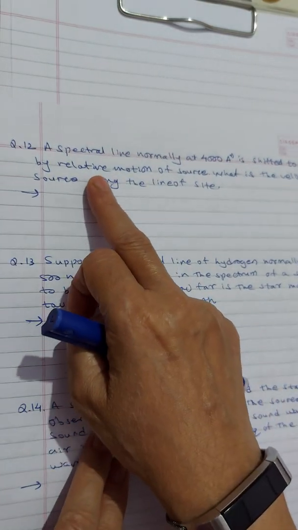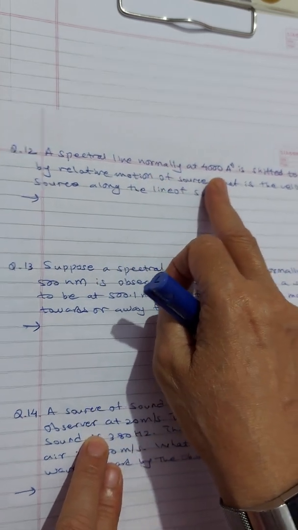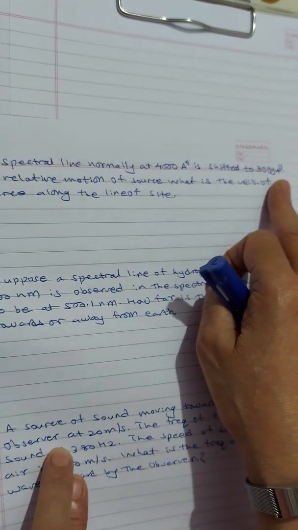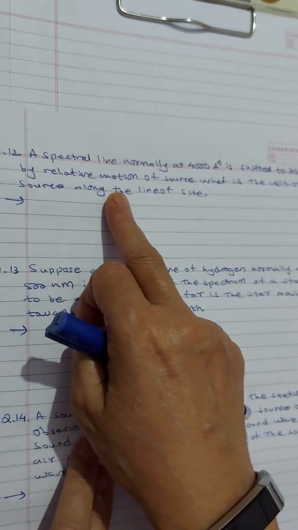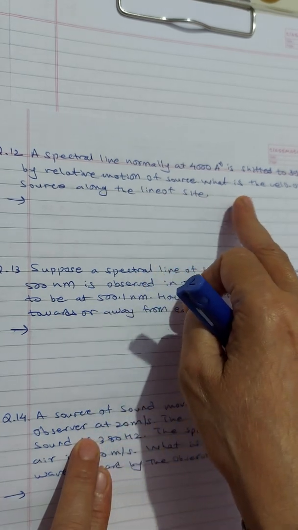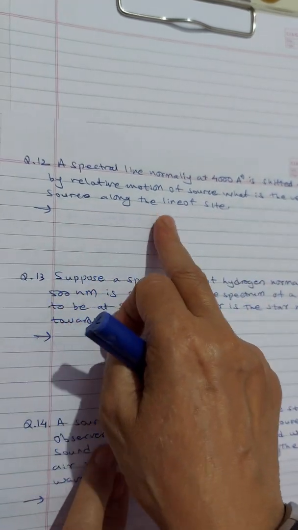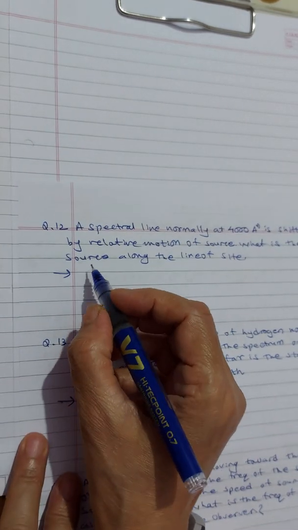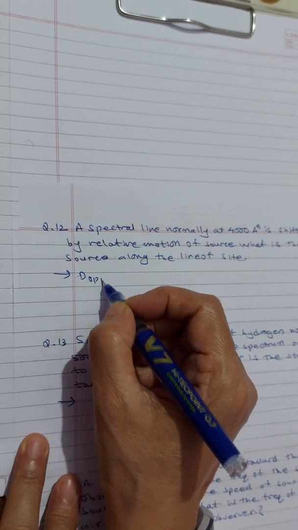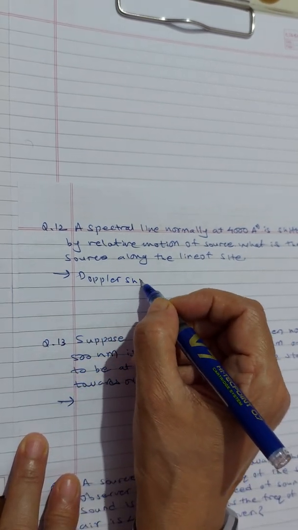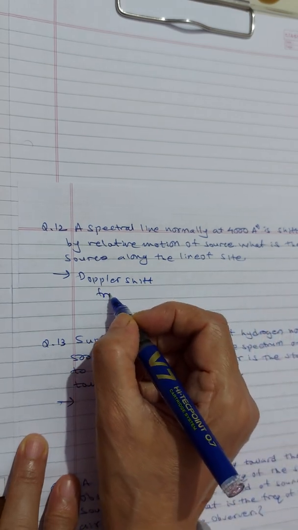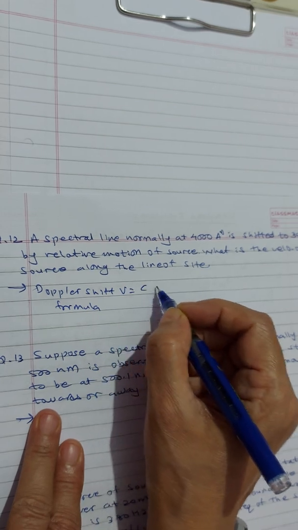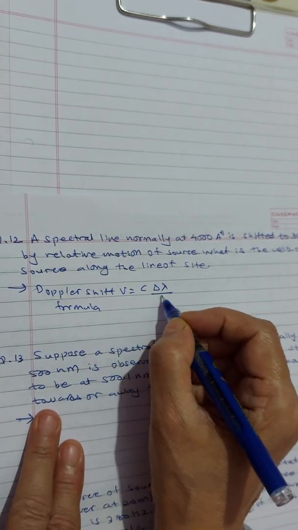Question number 12: a spectral line normally at 4000 angstrom unit is shifted to 3999 angstrom unit by relative motion of source. What is the velocity of source along the line of sight? In this case we'll need to use the Doppler shift formula. Now what is this formula given by? V is equal to C into delta lambda by lambda.